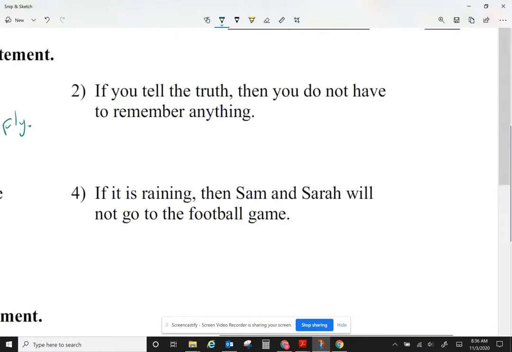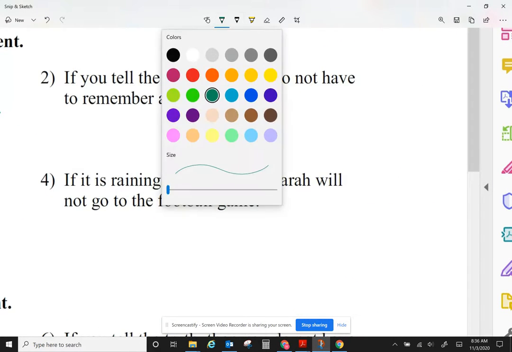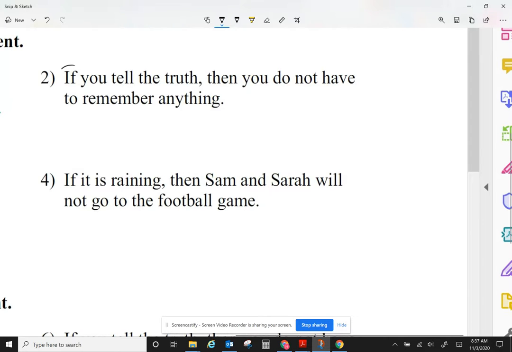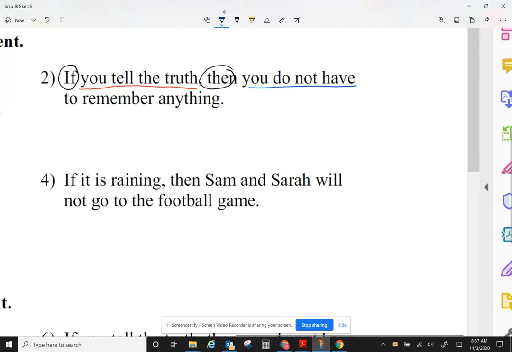Okay, let's take a look at question number 2. First of all, let's identify our if and our then. I see if you tell the truth, then you do not have to remember anything. On a conditional statement, the if part is what we call the hypothesis, and the then part is what we call the conclusion. Now, for my converse, hypothesis and conclusion switch places.